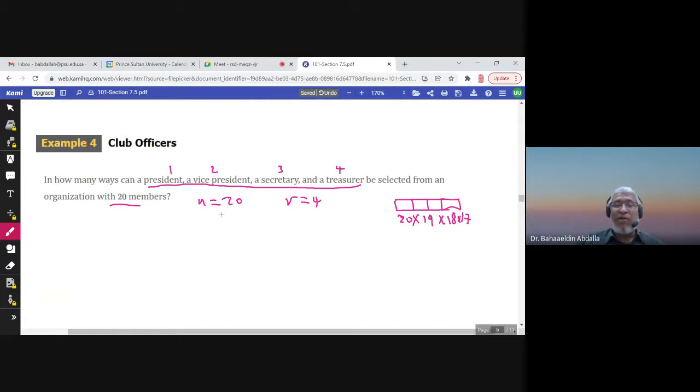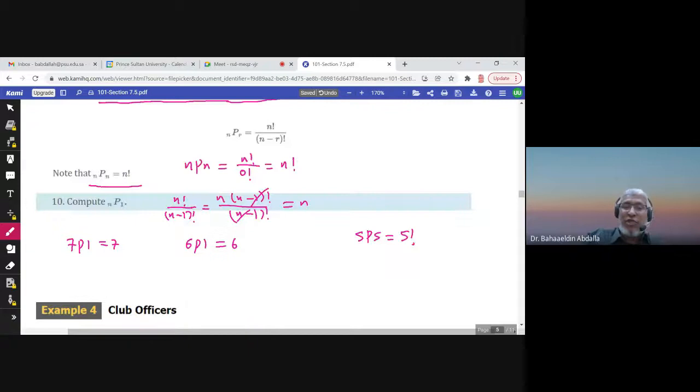But also you can think of it as a permutation. You are selecting 4 out of 20 in order. So the answer is 20p4. And 20p4 in fact is 20 factorial over 16 factorial. And 20 factorial is 20 times 19 times 18 times 17 times 16 factorial, over 16 factorial. So it's in fact similar to this. So this is another point to put in your mind.